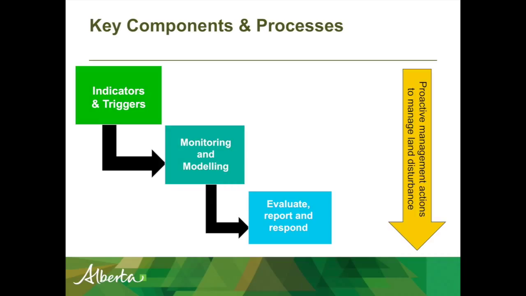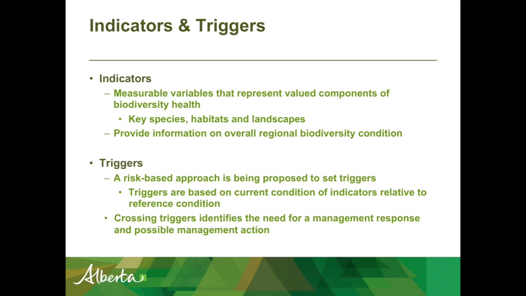Quick overview of the system, and I think this will make more sense as I go through the slides. We've developed indicators and triggers, and we monitor and model these biodiversity indicators, and we evaluate, report, and respond so that we can discern when a trigger for an indicator has been reached. Throughout this, there are proactive management actions to manage land disturbance. So what are indicators? The indicators are measurable variables that represent valued components of biodiversity health. These are key species, habitats, or landscapes. If you're familiar with any of the other management frameworks, such as the air, groundwater, you will be familiar with this kind of a setup.